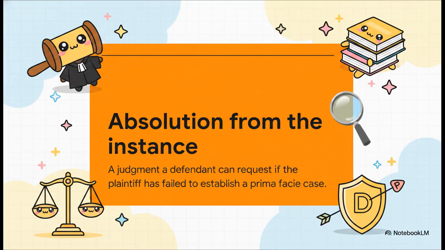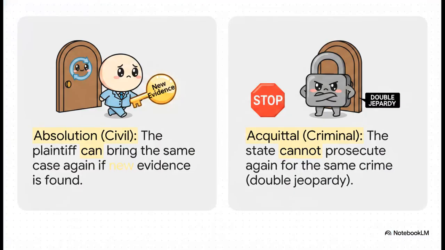If the judge agrees, the trial is over. Just like that. The defendant wins without having to say a single word in their own defense. And please, please, please remember this for your exams. Absolution is not the same as a criminal acquittal. They might seem similar, since in both cases the defendant doesn't have to present their side. But there's a massive difference.